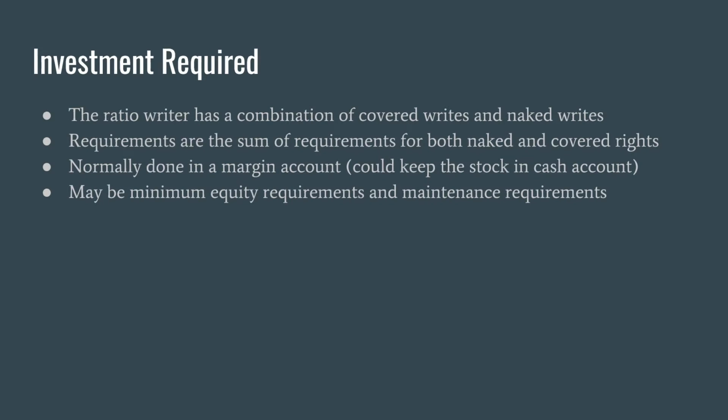Now I'm going to talk about the investment required in a ratio write. The ratio writer has a combination of covered writes and naked writes. The requirements are the sum of requirements for both naked and covered writes. This normally is done in a margin account, but you could keep the stock in a cash account. There may be minimum equity requirements and maintenance requirements also, and this is because naked writes are involved. These vary from one brokerage firm to another, and it is best for the ratio writer to check with his broker before he writes the call.